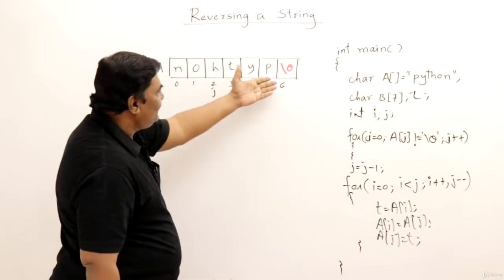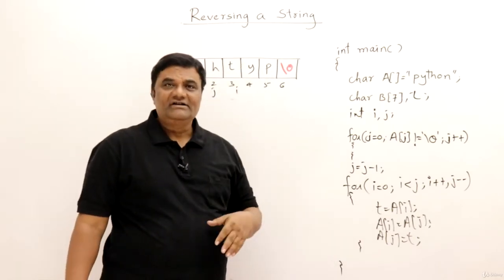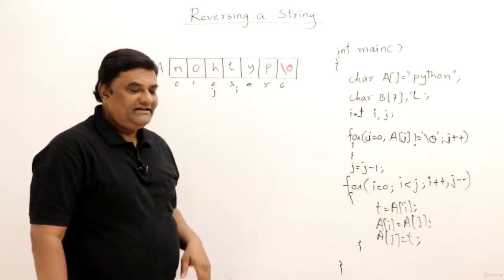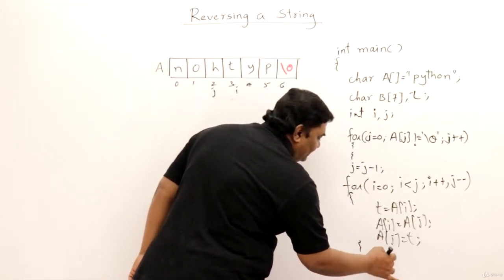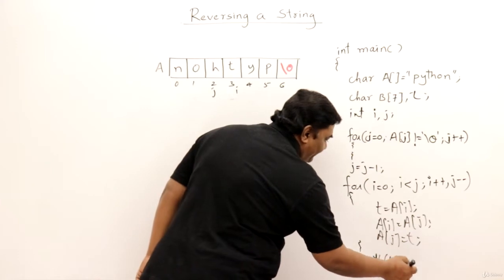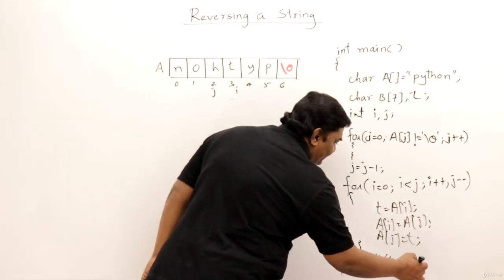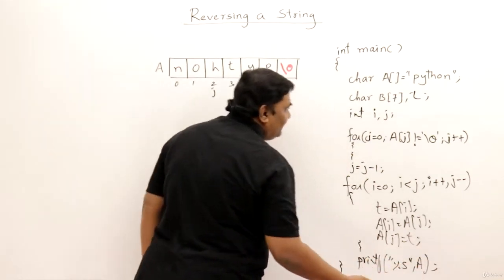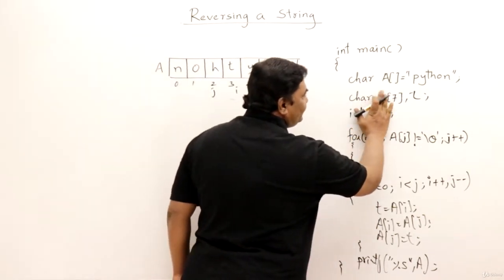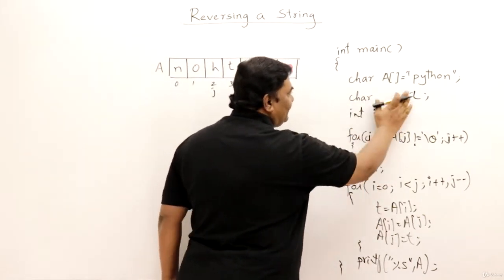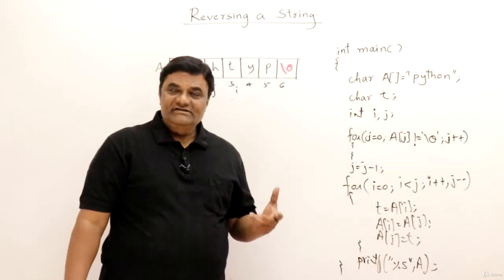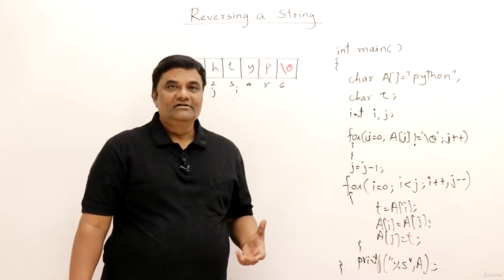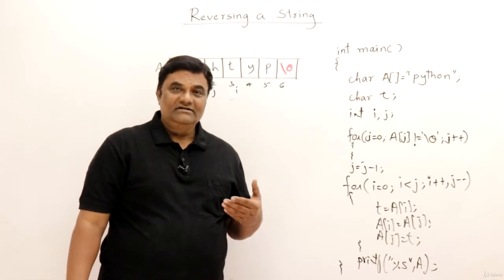Then I don't have to write the null character, it's already there. We have not disturbed it. It is in its own place. So simply if I print this one, I get a reverse string. Printf percent s, that is A. That's it. See, we have not used another array, so I will remove that. We have used just T as a character. So this is the method for reversing a string without using another array.